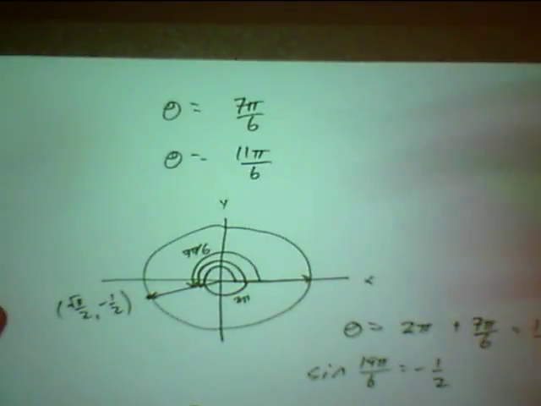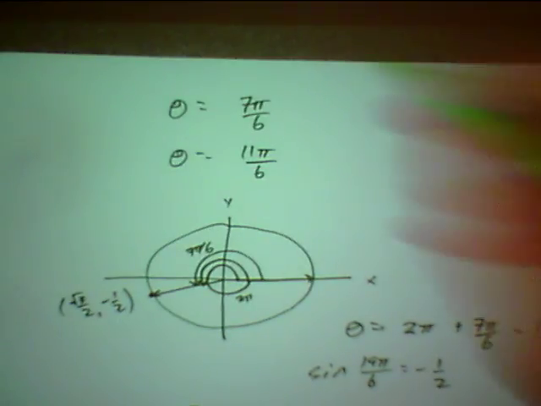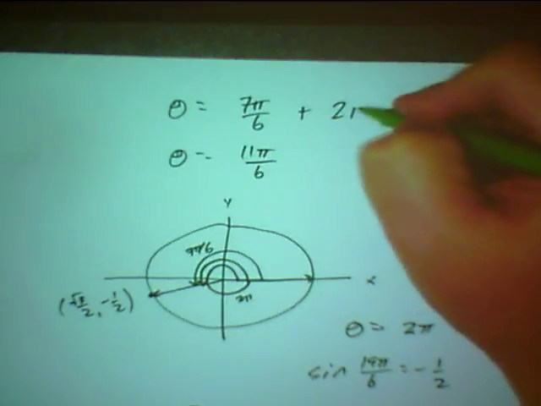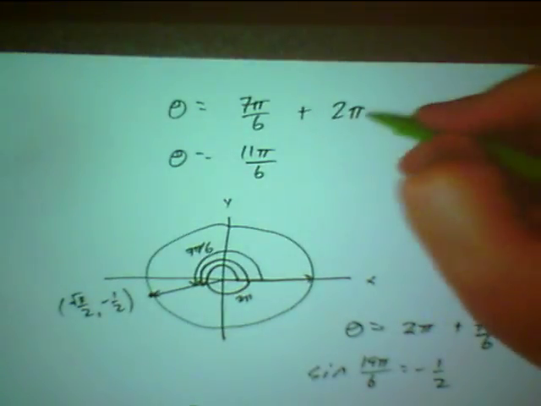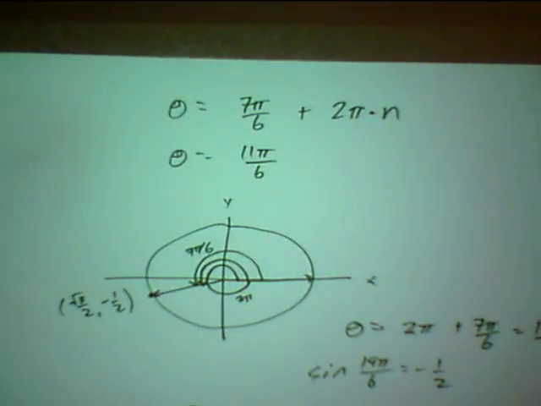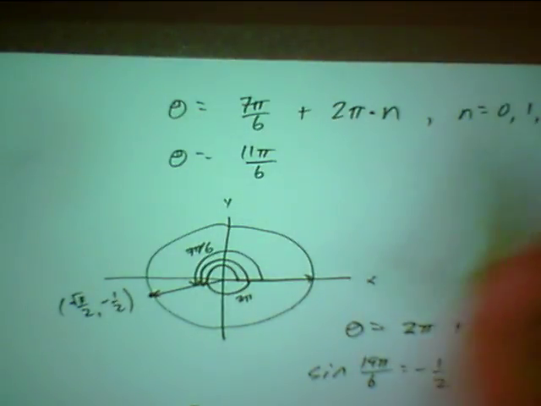When we go back up here, we take the 7 pi over 6 the first time around where I would stop to get my solution, but then I realize that I could start making trips around the unit circle, 2 pi, and I could do it as many times as I want. The way I write that is 2 pi times n, where n is simply an integer. It can be 0, 1, 2, 3, and it goes on forever. Whatever value of n I pick and plug in here, the angle I end up with is still going to be right here, and the sine of that angle is negative 1/2.